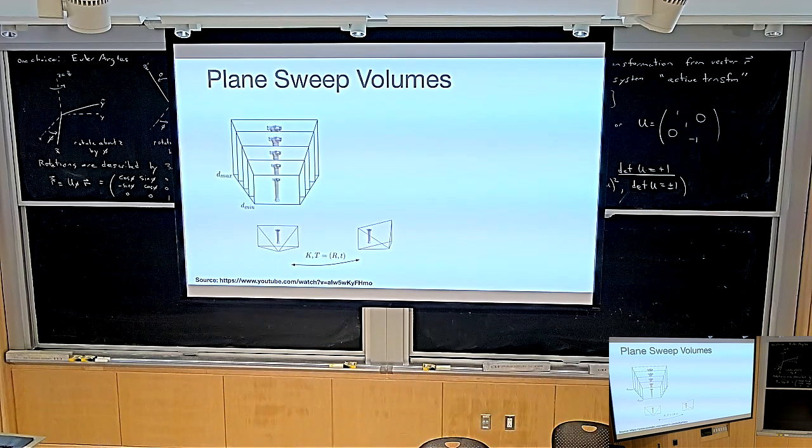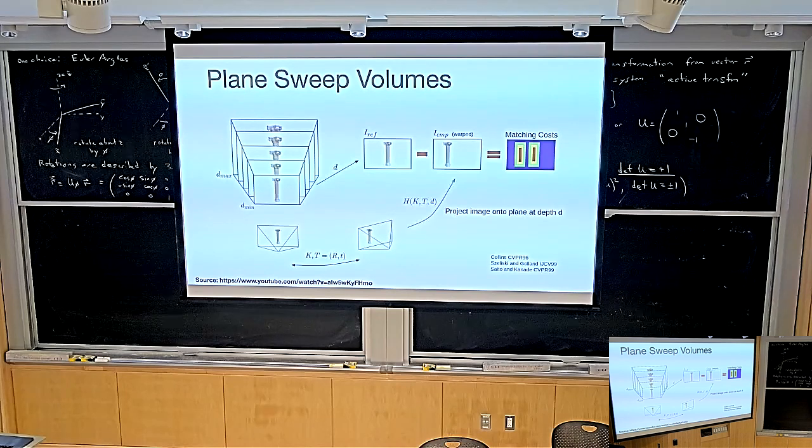Let's just discretize the depth space. We take the camera frame that we're in, and we discretize the depth space. In this room, maybe the far plane is 10 meters, and the closest is 50 centimeters, and then we discretize it into 20 planes. Then we take our second stereo image, and for each of these depth planes, we warp this image onto the plane.